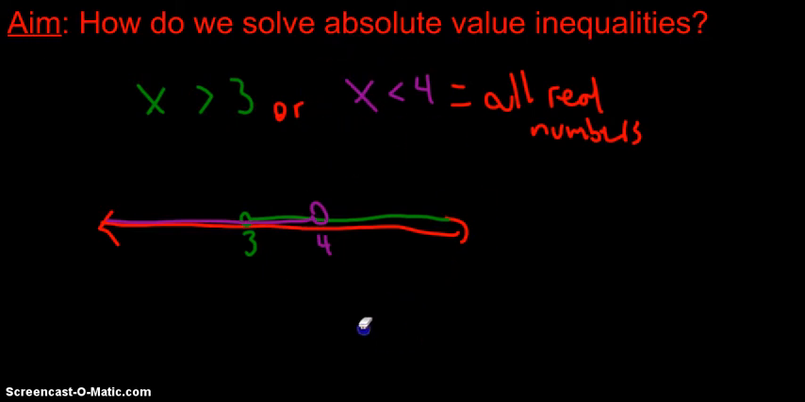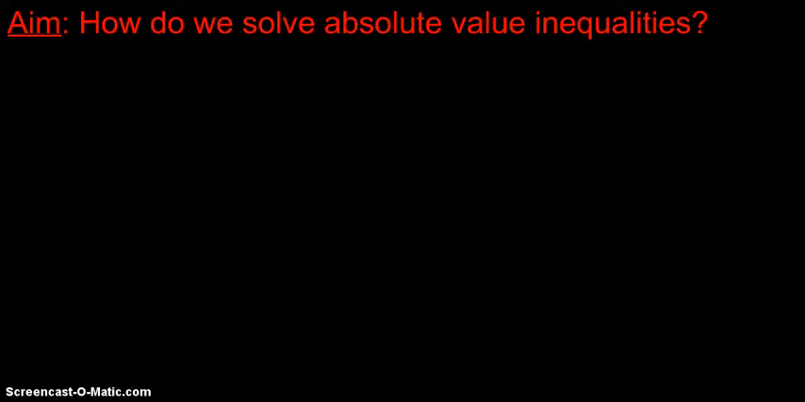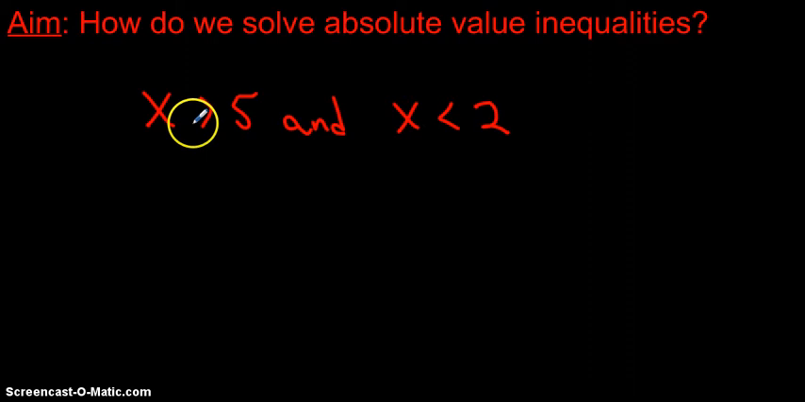One last thing I'd like to bring up. It's a similar kind of conundrum here. We have x is greater than 5 and x is less than 2. Greater than 5 and less than 2. Think about that for a second. Let me make that in purple. And this in green. X is less than 2.